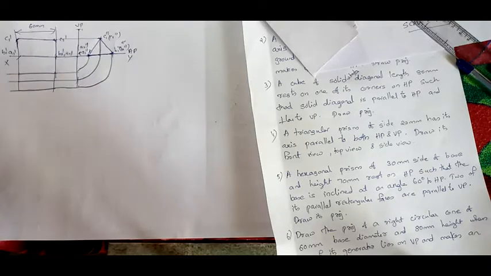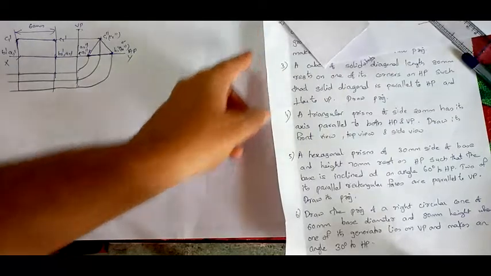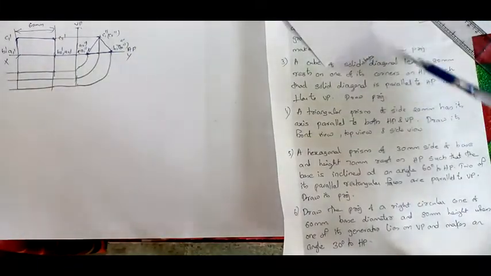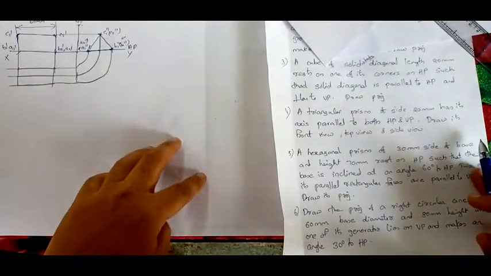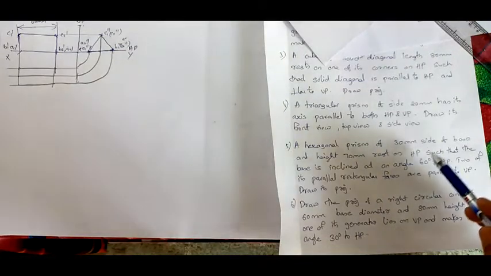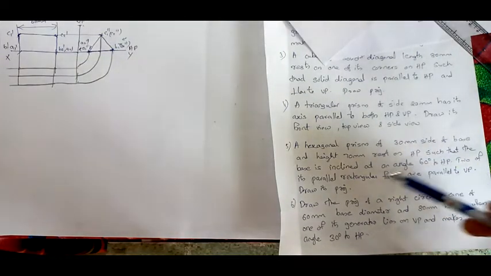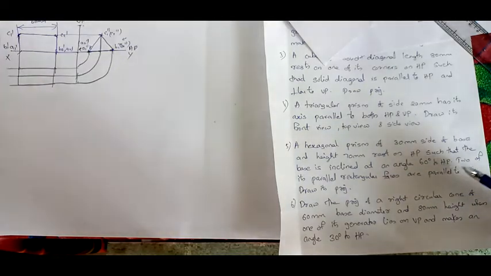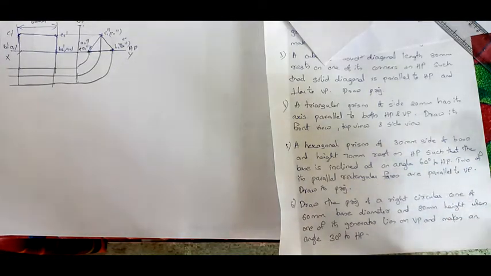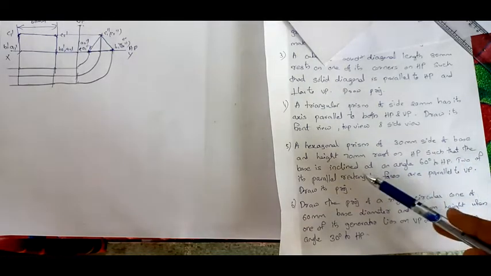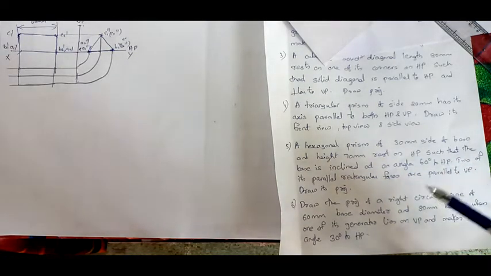Now we will move to the 5th question. The fifth question is: a hexagonal prism of 30 mm side base and height 70 mm rests on HP such that the base is inclined at an angle 60 degree to HP. Two of its parallel rectangular faces are parallel to VP. So basically we are having 2 positions only. See, they have given that 2 of its parallel rectangular faces are parallel to VP. So I will explain it after drawing it.